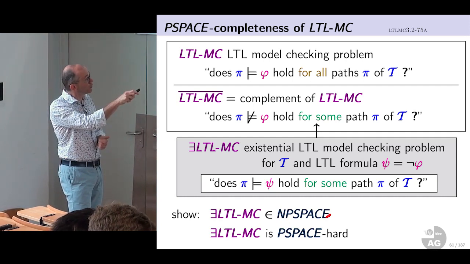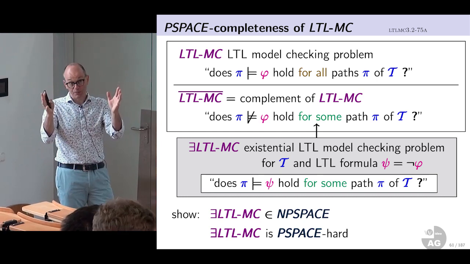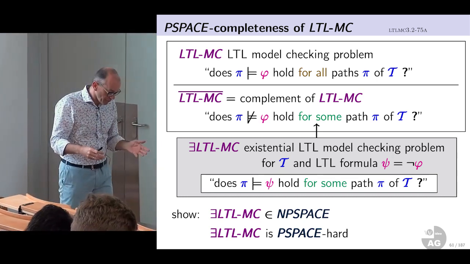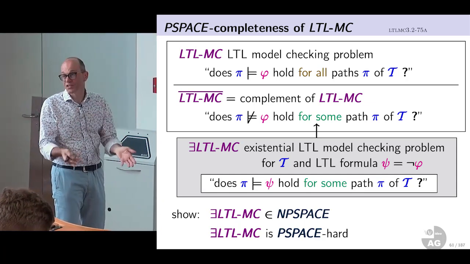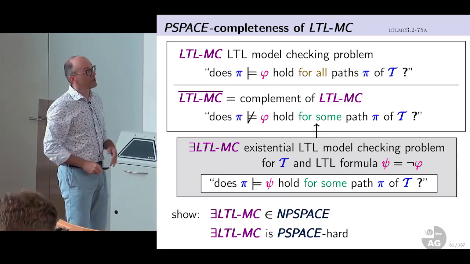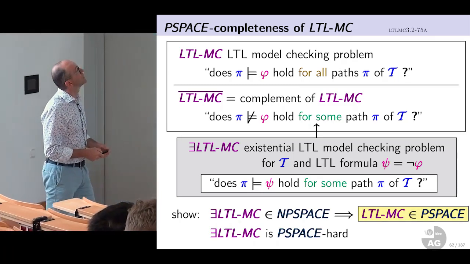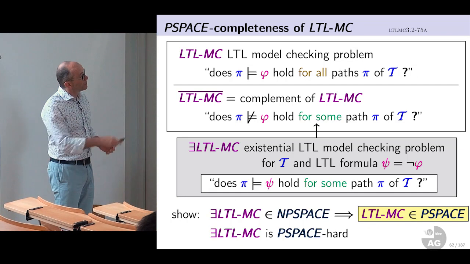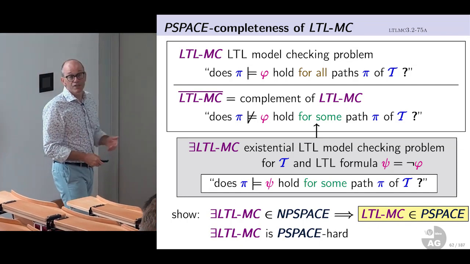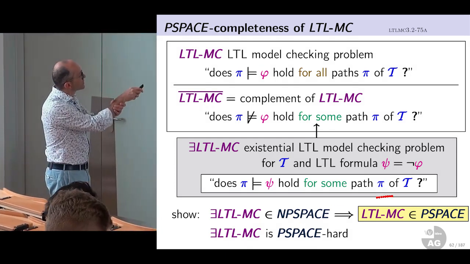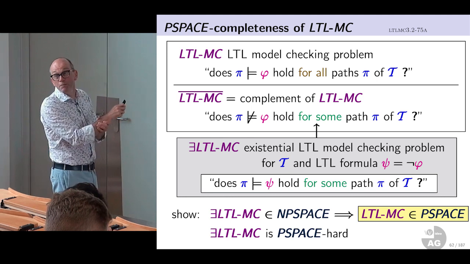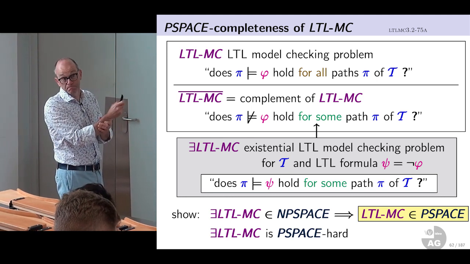So here you see that I use the fact that those classes collapse. PSPACE is the same as NPSPACE. Why is this relevant? Now I can use the fact that I can guess. I can use the Büchi automaton construction, as we're going to see. Good. So from this it follows immediately that the LTL model checking problem is in PSPACE. Why is this? NPSPACE is the same as PSPACE. This is the complement of this thing. And co-PSPACE was the same as PSPACE.